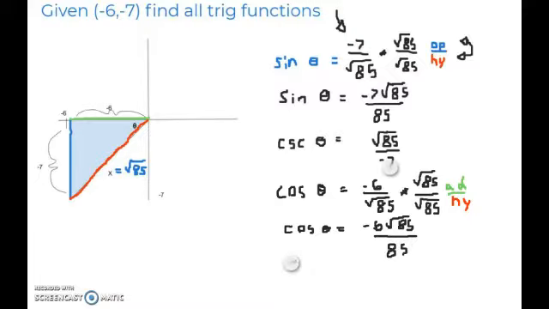And then in order to get the reciprocal function, the secant of theta, you swap the hypotenuse with the adjacent, and make sure to use the original one, this one, when doing this. So it'd be the square root of 85 over negative 6.